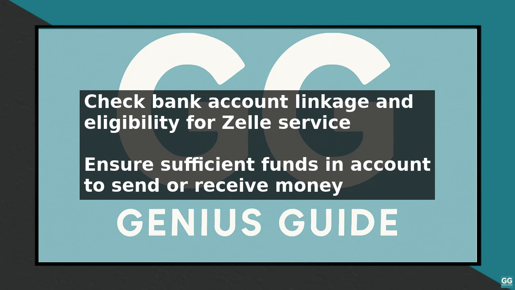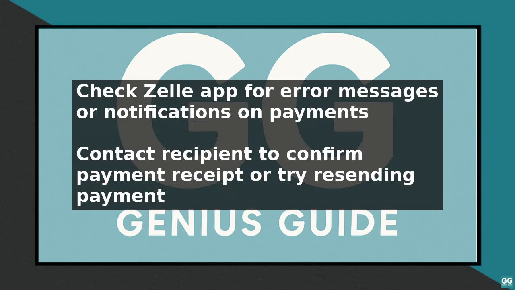Another common issue with Zelle is payment delays or failures. If your payment is delayed or failed, check the Zelle app for any error messages or notifications. You can also try contacting the recipient to confirm if they have received the payment. If the issue is with the recipient's bank, you can try resending the payment or contacting Zelle support for assistance.